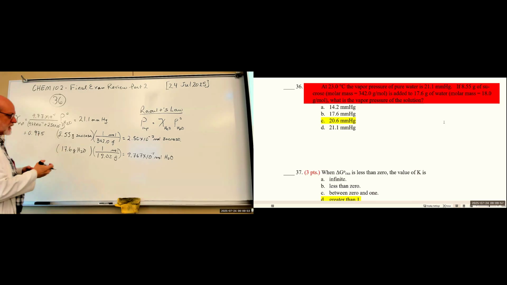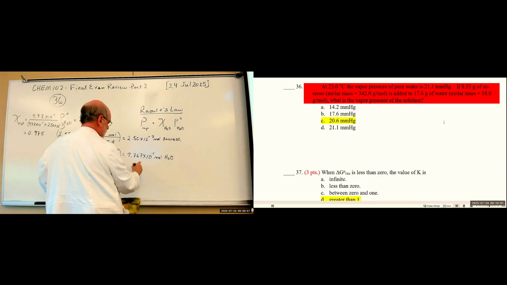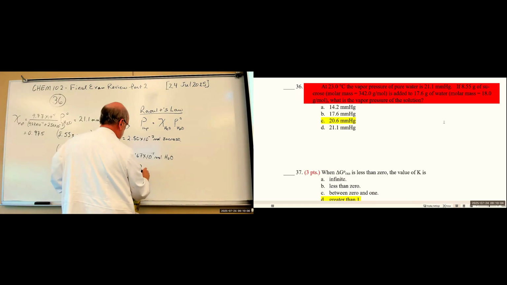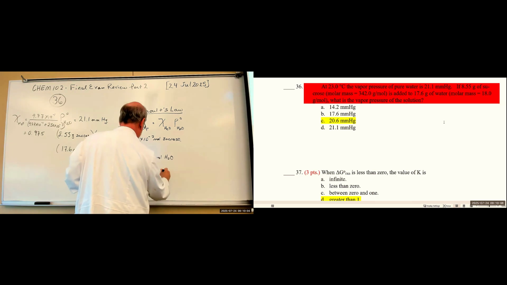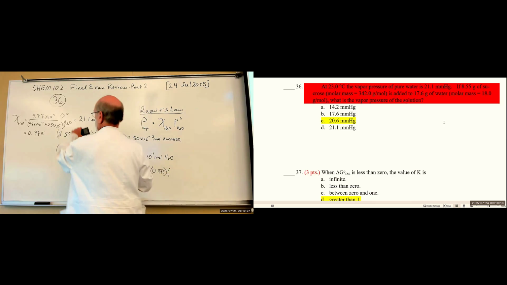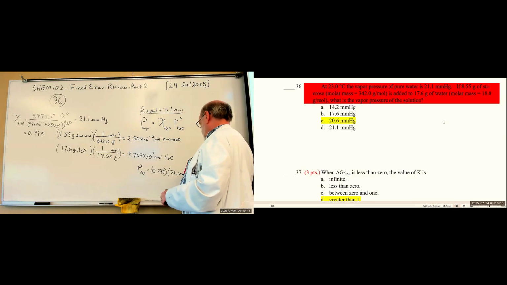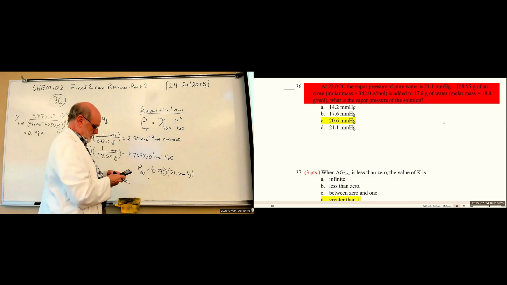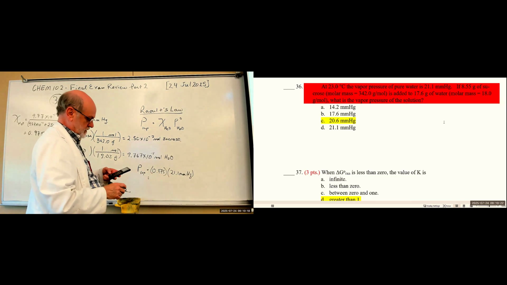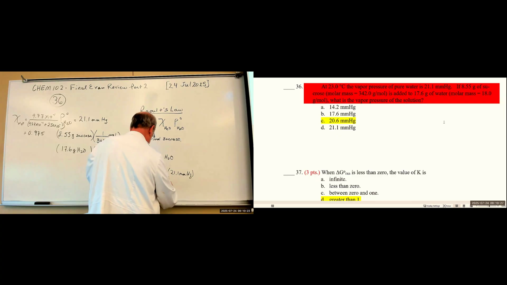0.975. So we fill in the values here for Raoult's law. Mole fraction is 0.975 times the pure substance, 21.1 millimeters of mercury. 21.1 times 0.975, so I get 20.6 millimeters of mercury.